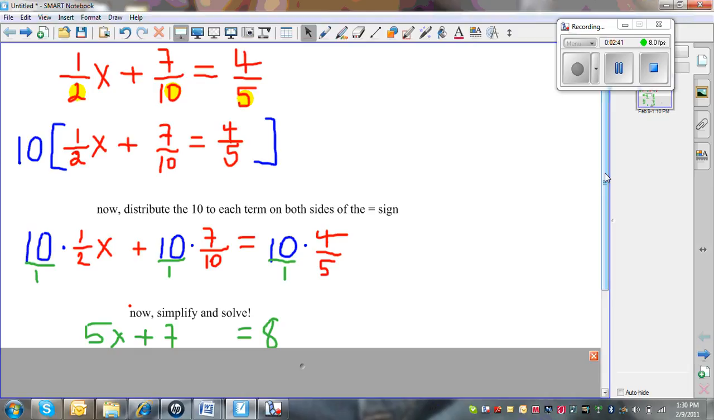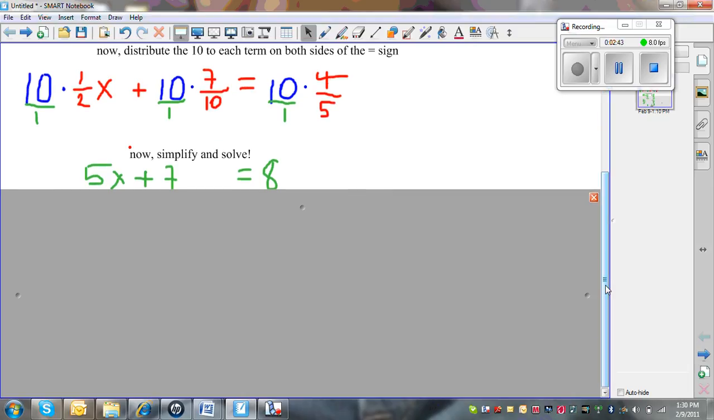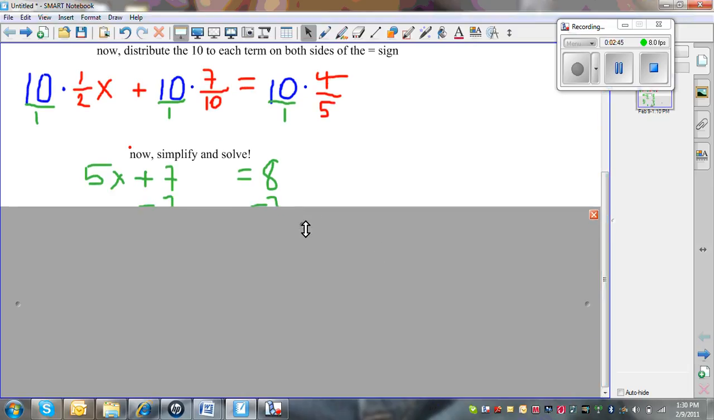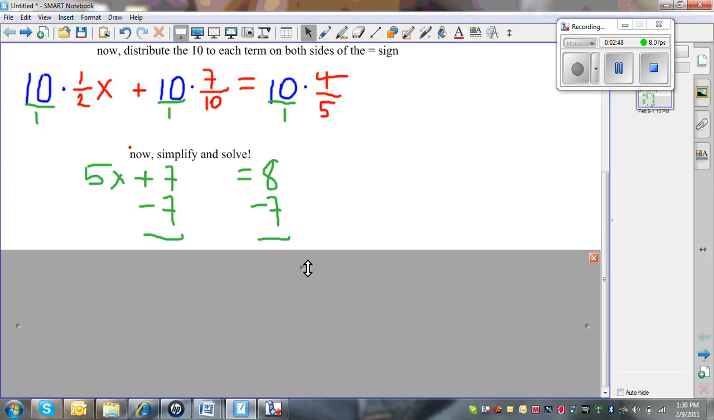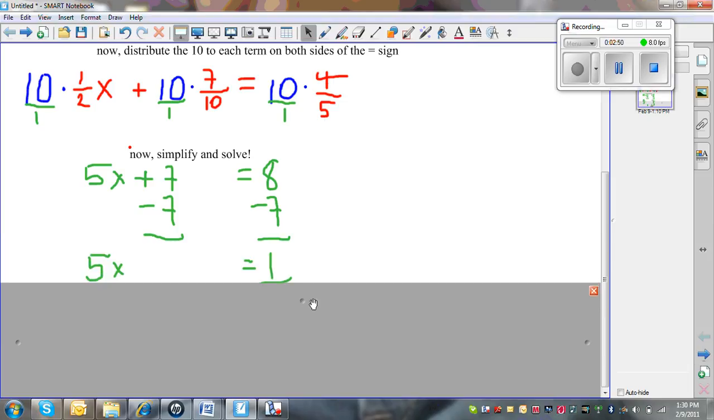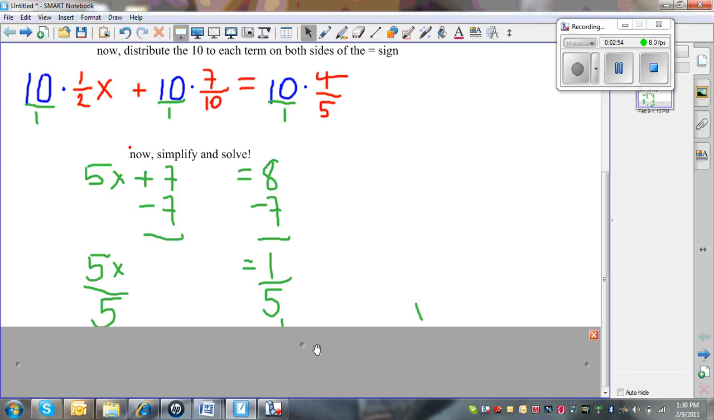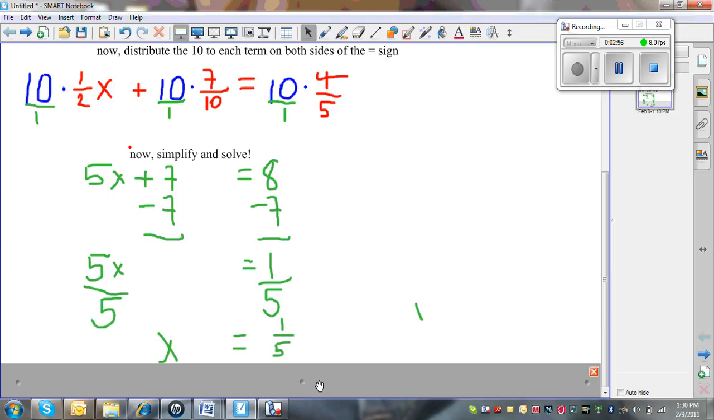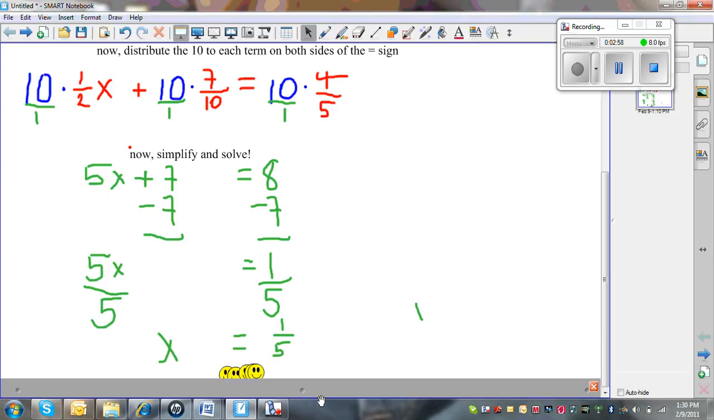So now we're just going to solve this one normally. We're going to subtract 7 from both sides and end up with 5x equals 1. Divide both sides by 5 to get rid of the coefficient, and we end up with x equaling 1/5. Wasn't that easy and fun?